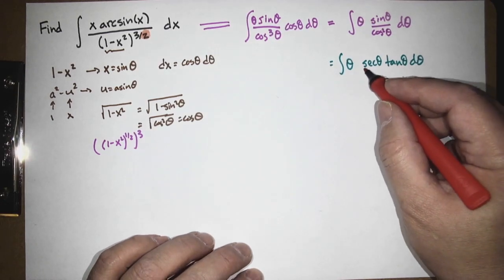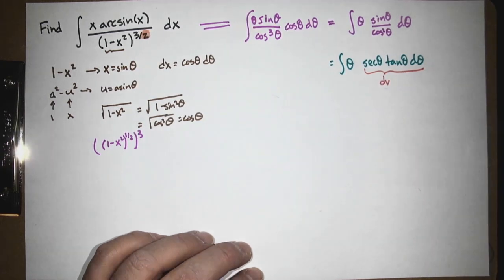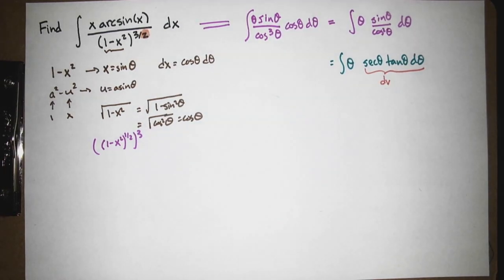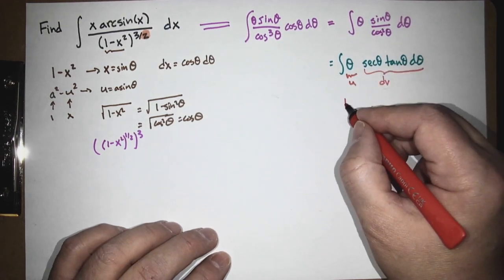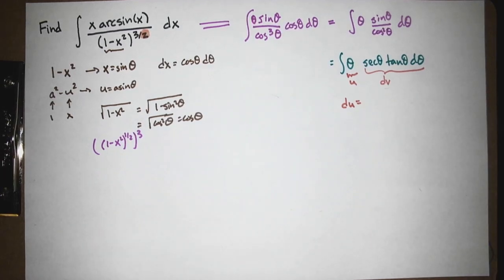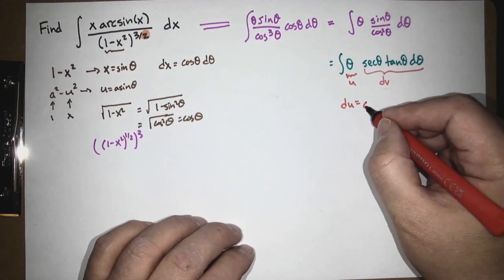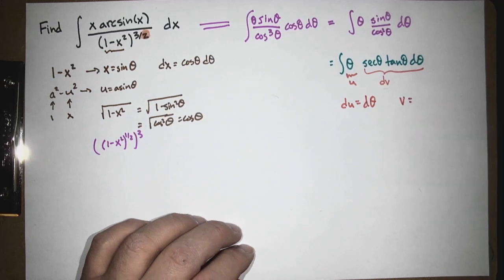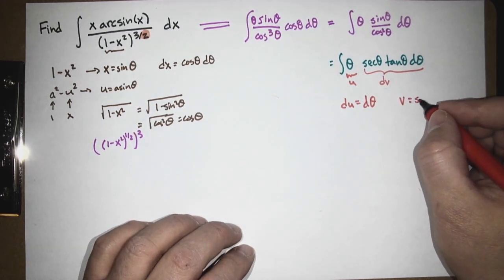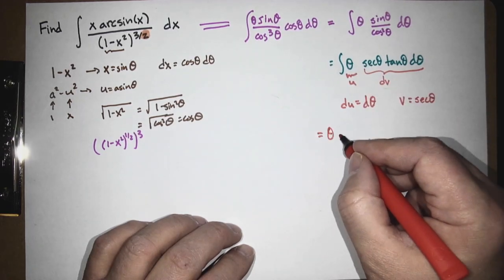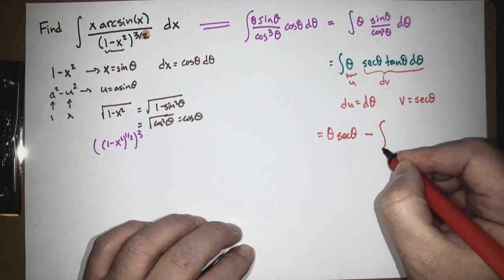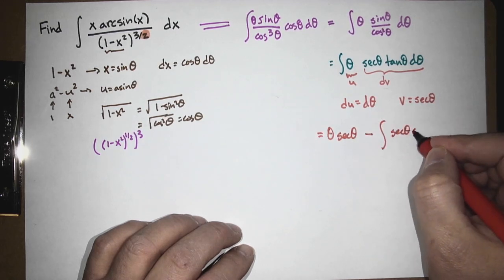Okay, secant tangent seems pretty reasonable for something to integrate, because the reason we think it's pretty straightforward is we know something where the derivative is secant tangent. So in other words, secant tangent has a nice antiderivative. And theta is a good choice for you because if we take the derivative of that, what happens? It becomes 1. All right, so what is the antiderivative of secant tangent? Secant. So we have uv, theta secant theta, minus the integral v du, secant theta d theta.